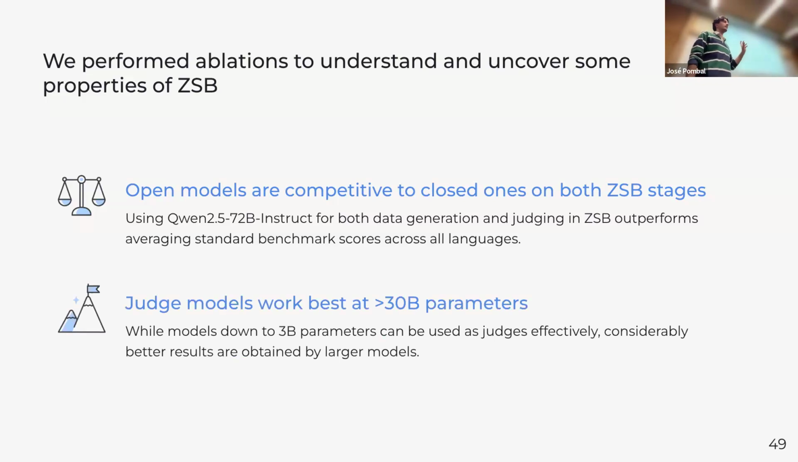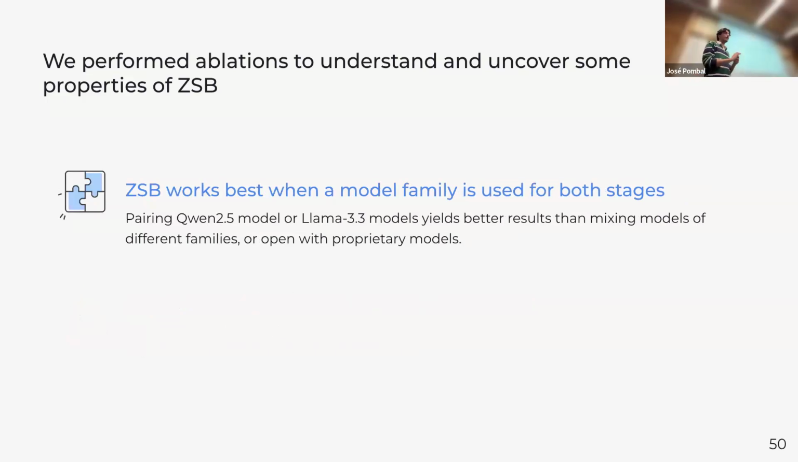But with the caveat that you can't just use any model for judging, we find that you can only get good quality judgments from a certain size. And this might not be true nowadays. This was 2 years ago. Maybe with the new generation of open models, very likely, I think you can get better results. Then we do find that ZSV works best when you have the same model family on both stages. So when you have the same model creating data and also evaluating. There seems to be some synergy between these two stages.